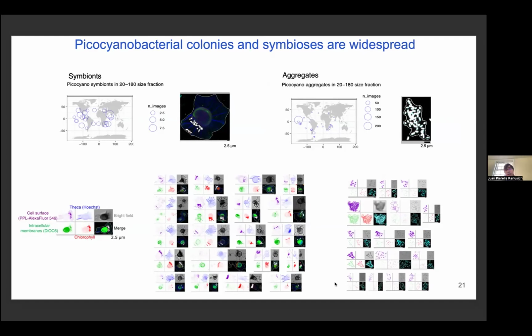Below, there are some other examples of this type of images that were very abundant in the Tara Oceans confocal microscopy data.